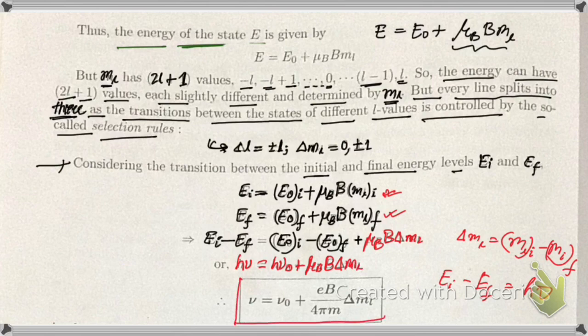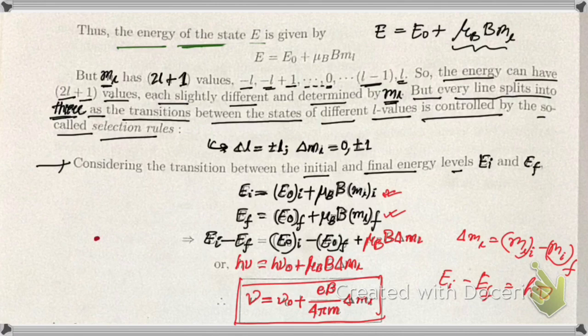So, this implies the equation: mu is equal to mu naught plus EB by 4 pi m del ml, right? Now let me explain these things with the help of examples.